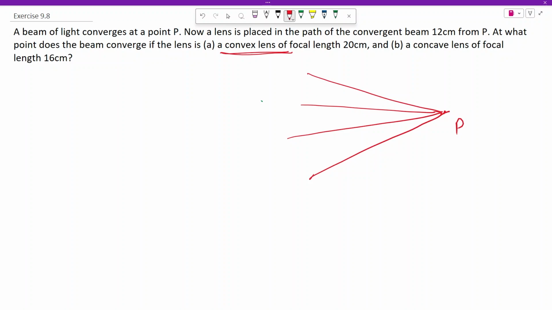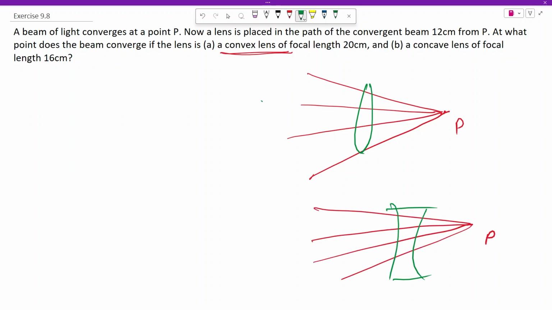The first is a convex lens of focal length 20 centimeter, and the second case we have got a concave lens of focal length 16 centimeters. So here f equals plus 20 centimeter, and here f equals minus 16 centimeter. Now the distance between these two is 12 centimeter, that is given. So we have to find out where will the beam converge.